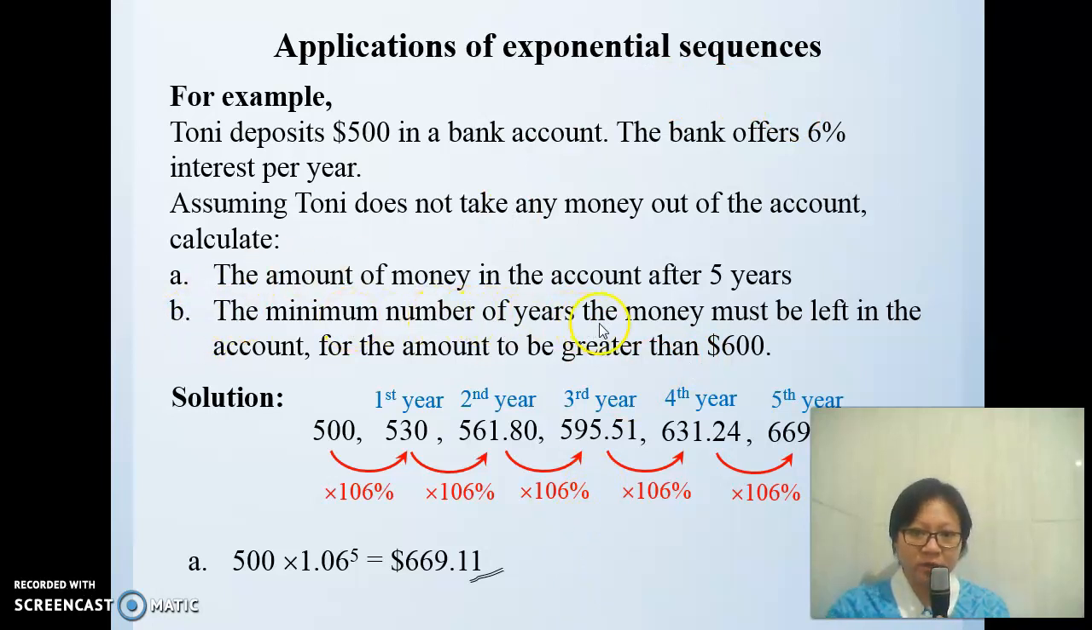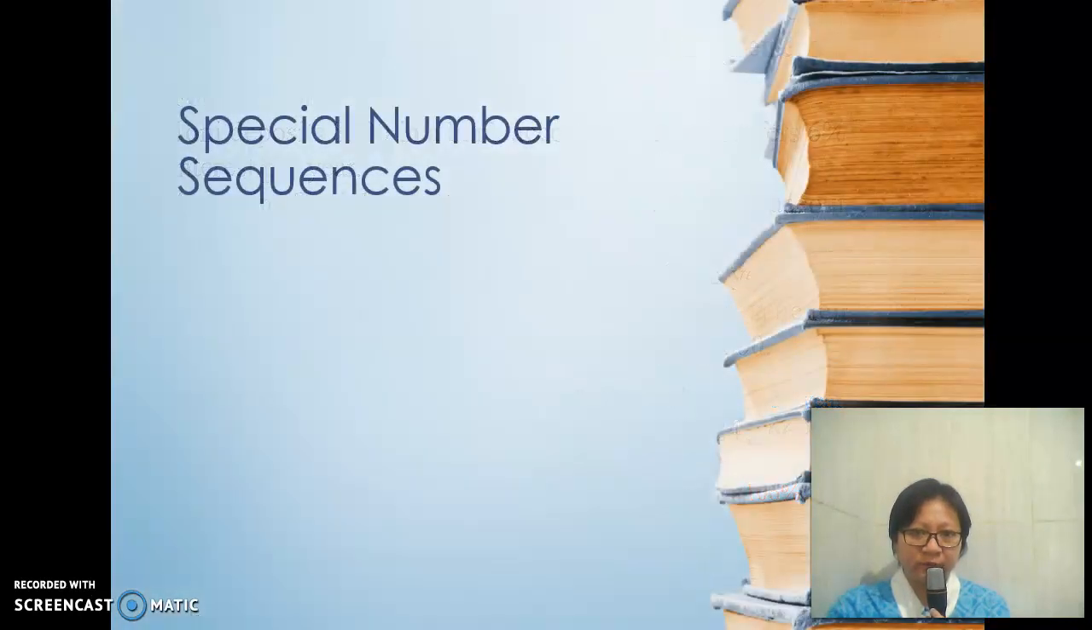The minimum number of years the money must be left in the account for the amount to be greater than $600. See, the money must be left at least 4 years here. Okay, you cannot say 3.5 years because the bank offers the interest per year, not per half year. Okay, this is the example of the application of exponential sequence in real life. Next, we are going to learn about special number sequences.